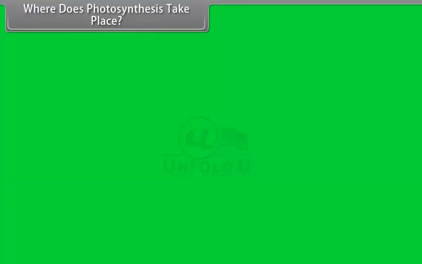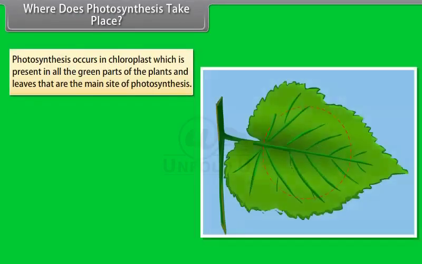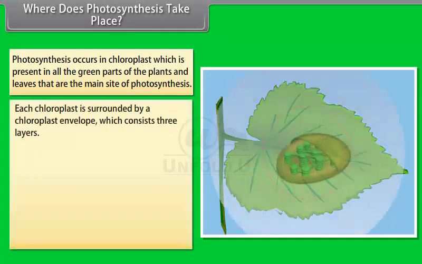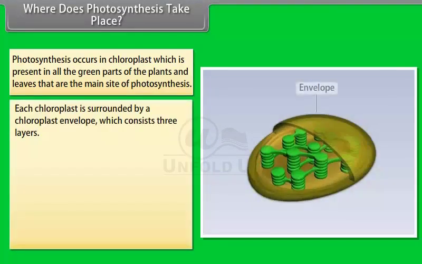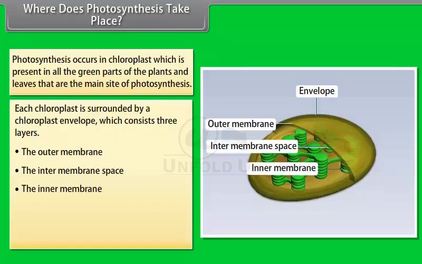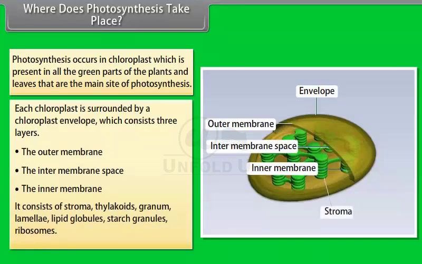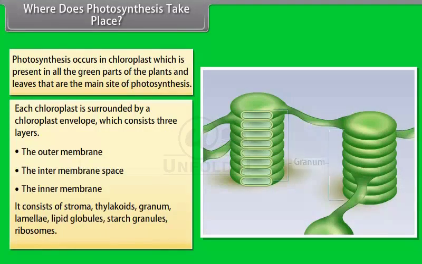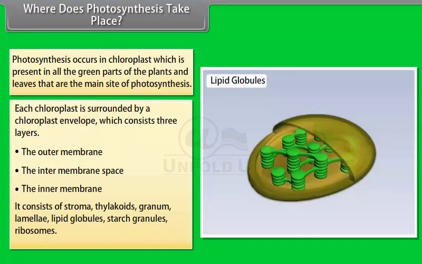Where does photosynthesis take place? Photosynthesis occurs in the chloroplast, which is present in all the green parts of the plants, and leaves are the main site of photosynthesis. Each chloroplast is surrounded by a chloroplast envelope which consists of 3 layers. They are the outer membrane, the intermembrane space, and the inner membrane. It consists of stroma, thylakoids, granum, lamellae, lipid globules, starch granules, ribosomes.